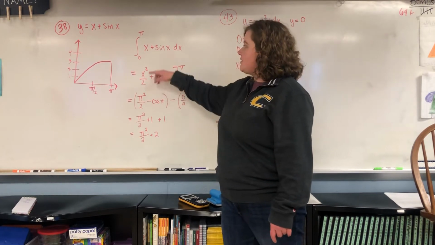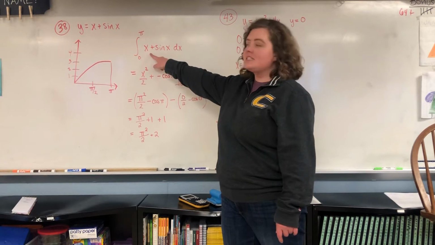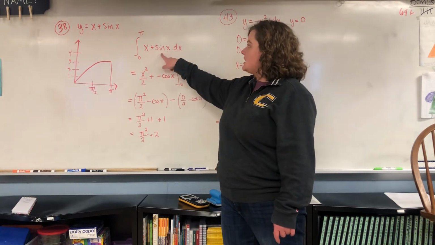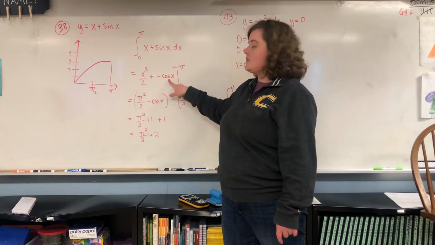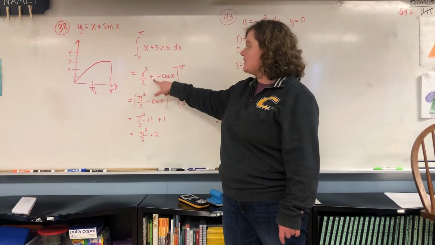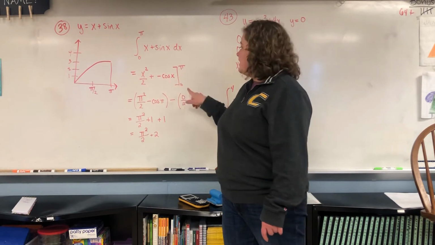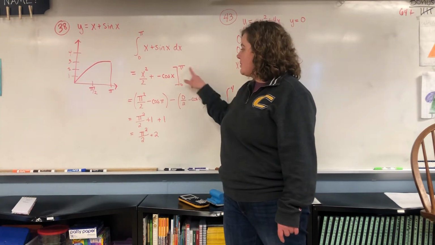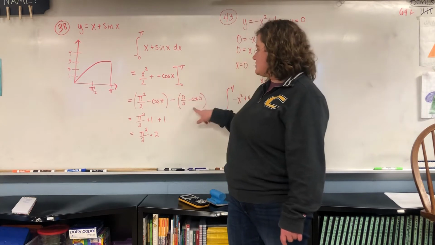So take the antiderivative of it. The antiderivative of x is x squared over 2. The antiderivative of sine would be negative cosine because the derivative of cosine is negative sine. So to make it positive, it had to have a negative there, okay? You're evaluating it from 0 to pi. So we plug in pi first, and then we do 0.